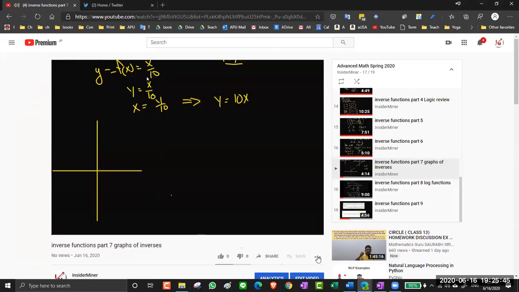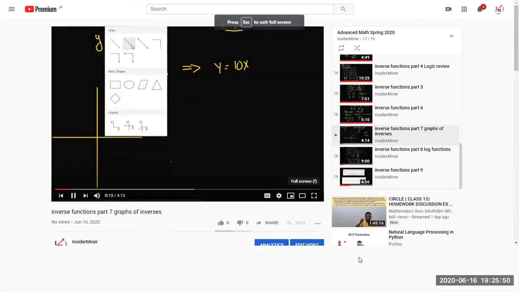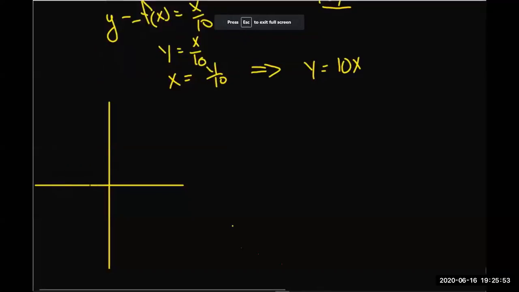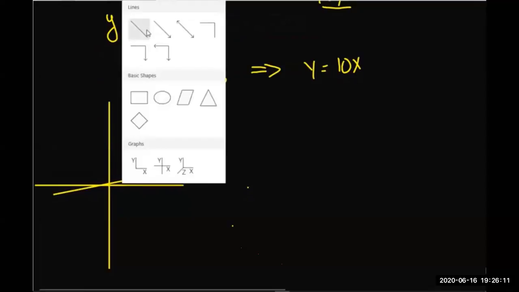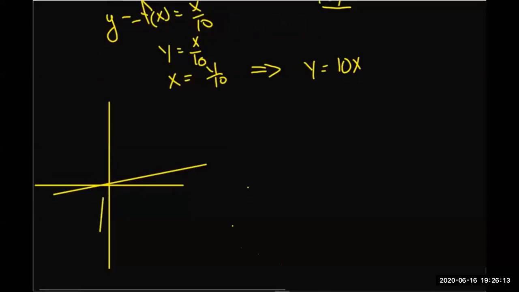So we had the function y equals x over 10. So what does that look like? That looks something like this. Let's see if I can do this. So it has a small slope, because that slope is 1/10, and the inverse is what? y equals 10x. That's a large slope. So we can go like this. So that is the one function and its inverse.